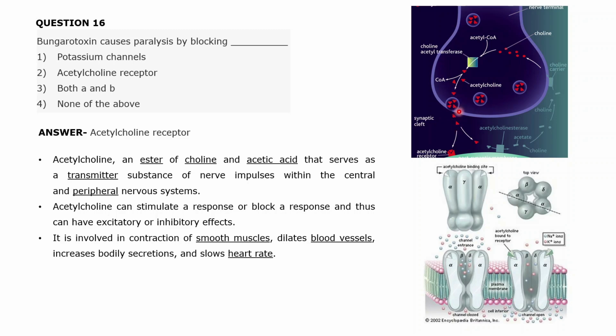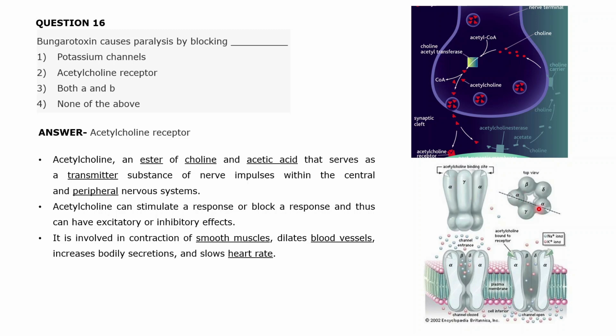And then it exits out by fusing with the plasma membrane of the nerve ending there, and then this acetylcholine, upon interaction with certain receptors that are present at the cell surface there, carries out its particular functions upon binding, involving contraction of smooth muscles, dilation of blood vessels, increasing bodily functions, slowing heart rate, etc.